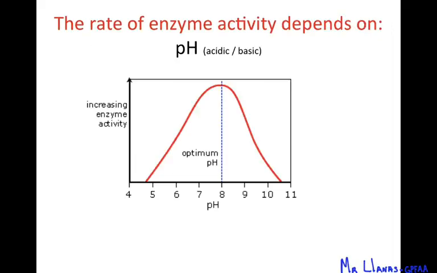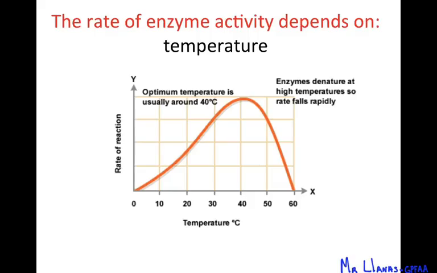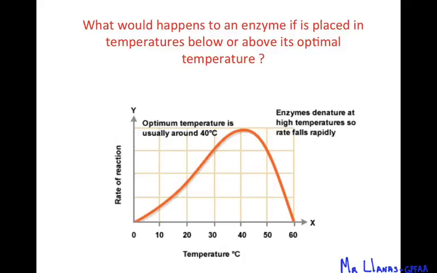So again, there are things that affect the rate of the enzyme. There's always going to be an optimal temperature, an optimal pH. After that, you're going to start slowing it down until it actually denatures.